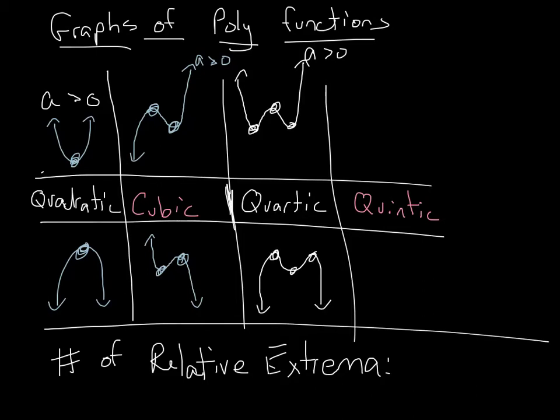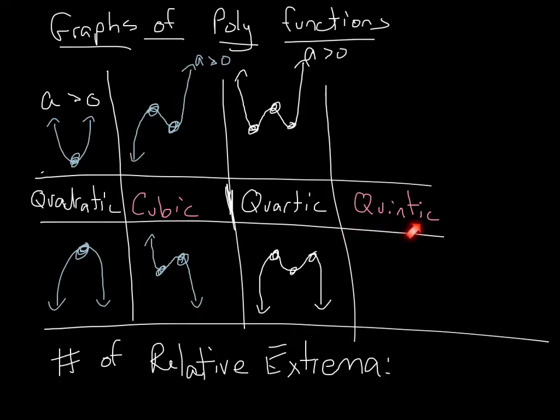Do you notice a pattern here? When the degree is even, both arrows face up, or both arrows face down. That's when the degree is even. Remember, quadratic is degree 2, quartic is degree 4. When the degree is odd, one arrow down, one arrow up.